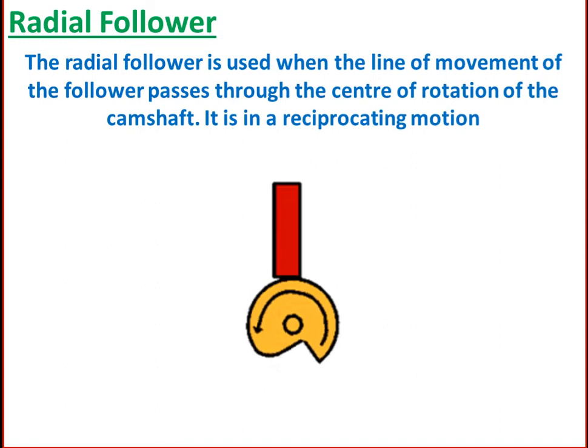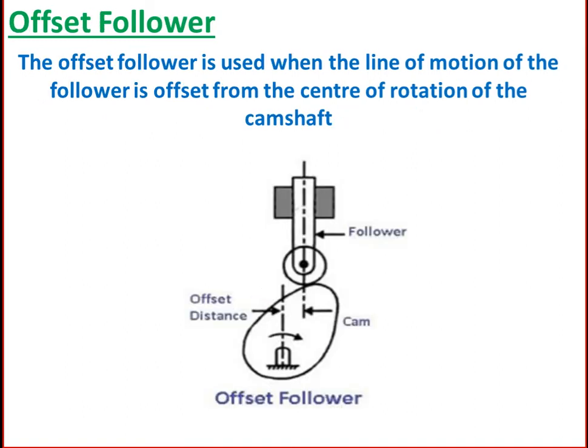Next is radial follower. The radial follower is used when the line of movement of the follower passes through the center of rotation of the camshaft. It is in a reciprocating motion. And the last type of follower is offset follower. The offset follower is used when the line of motion of the follower is offset from the center of rotation of the camshaft.